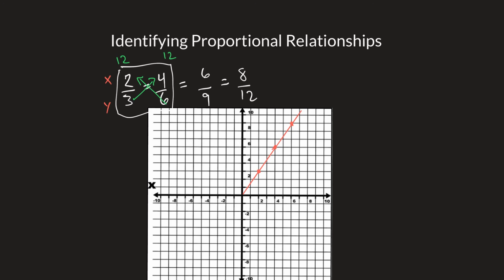And then you also know you have a proportional relationship if, when you graph each of these fractions on a grid, it makes a straight line going through the origin. There are some basics on identifying proportional relationships.